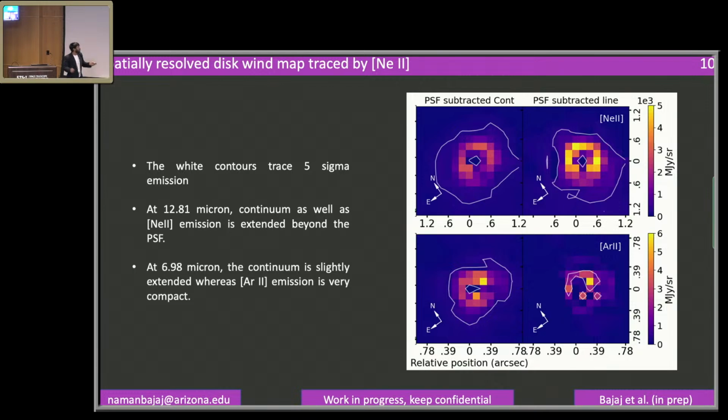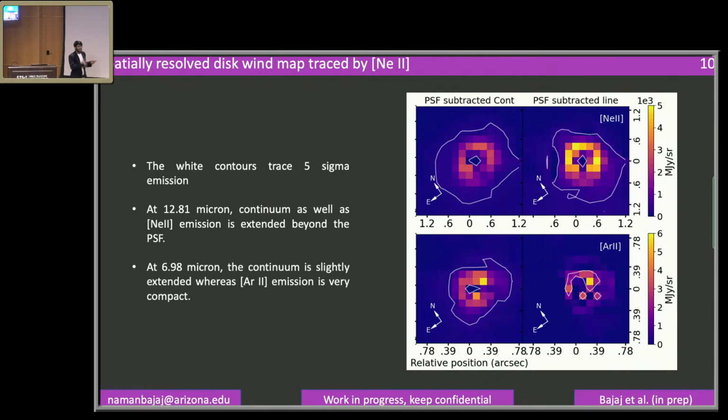What is also very interesting to see is the direction in which the continuum is resolved, that is this direction, and the direction in which neon 2 is resolved, that is this direction. So you see that neon 2 is actually tracing emission away from the disk, and it does not have the same position angle as that of the disk. And very interestingly, we see that argon 2 is not resolved and rather shows a much more compact emission.